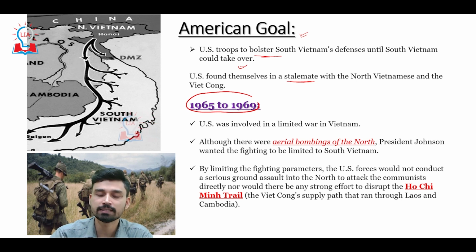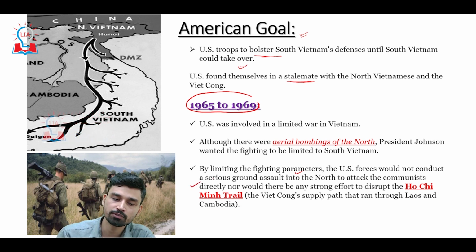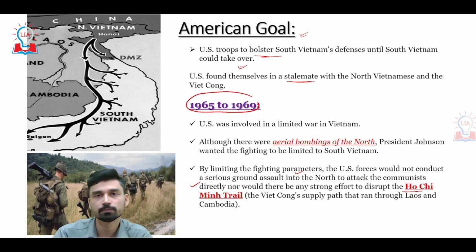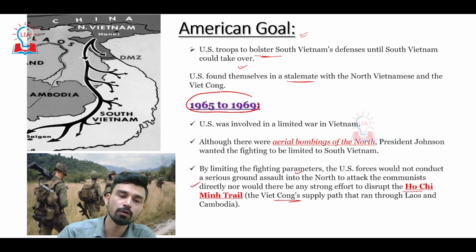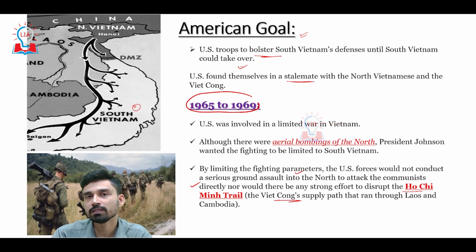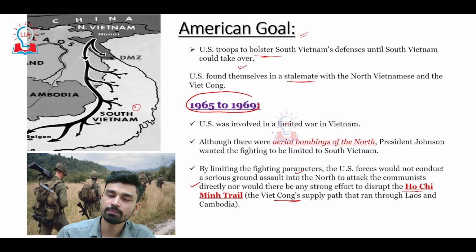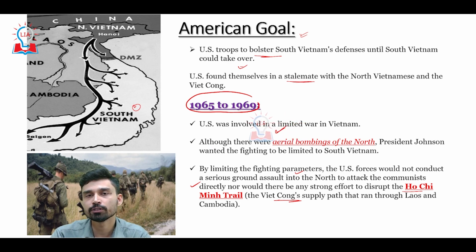And this was a very difficult scenario, because by limiting the fighting parameters, US forces were not able to conduct a serious offensive ground assault operation in the north to attack the communists directly, and they were also not able to disrupt the Ho Chi Minh Trail. If you look at this map here, the Ho Chi Minh Trail basically refers to the supply route, the logistic route, that was used to supply the Viet Cong in South Vietnam from North Vietnam. So basically, the South Vietnamese communists and the North Vietnamese communists had an undisrupted supply route, and that proved very costly for the American forces, because a lot of American soldiers died in vain, mainly because of the limited role they were given by the US president.